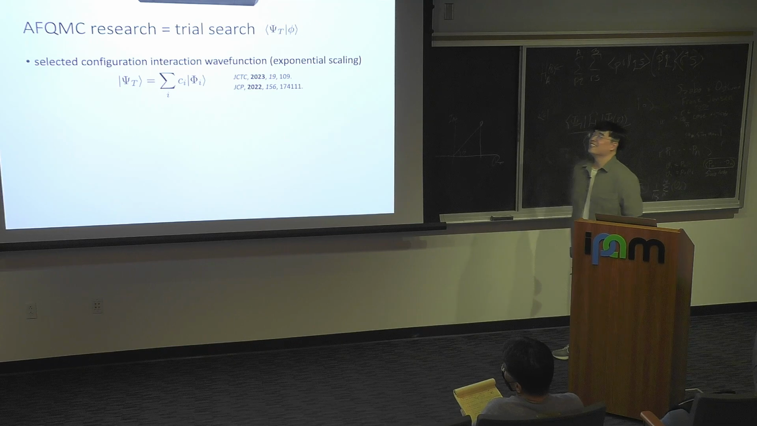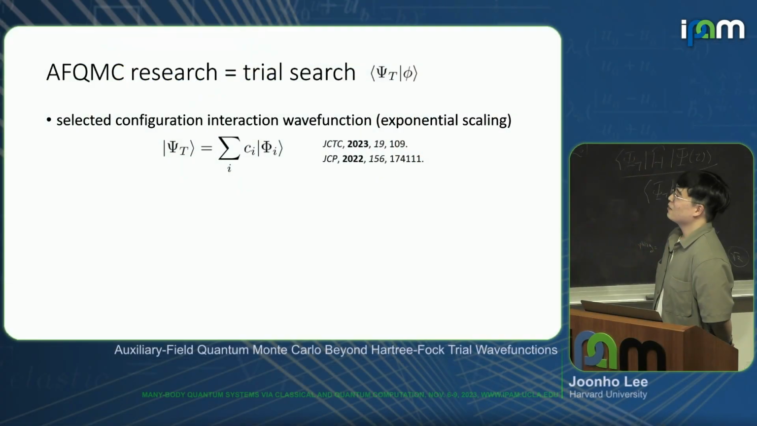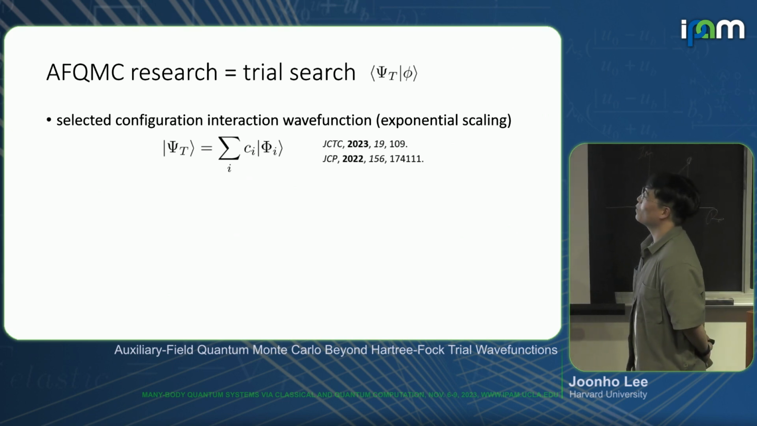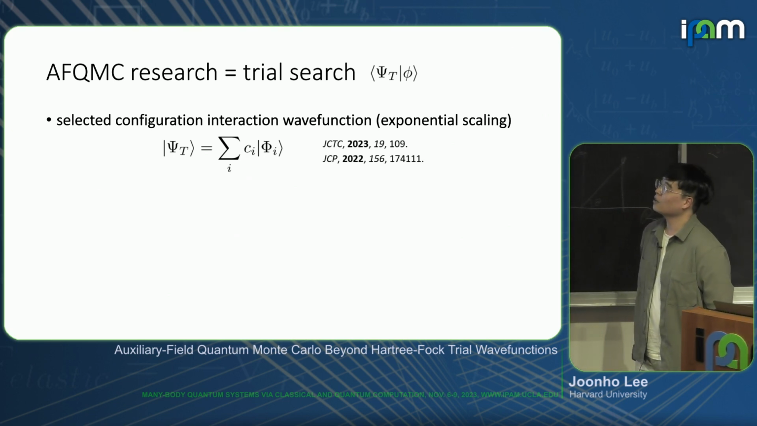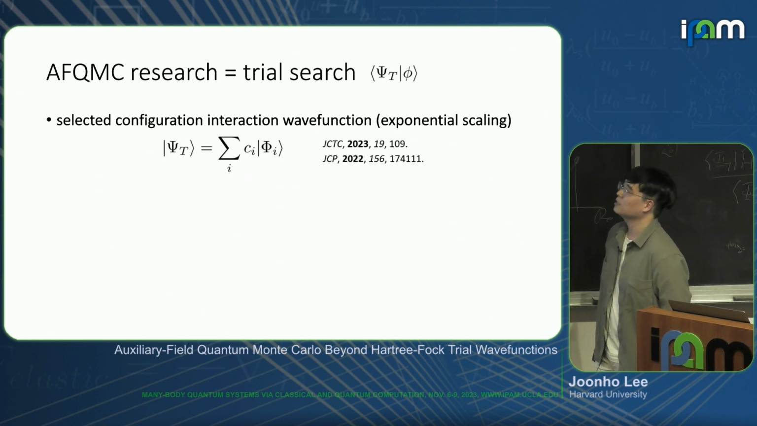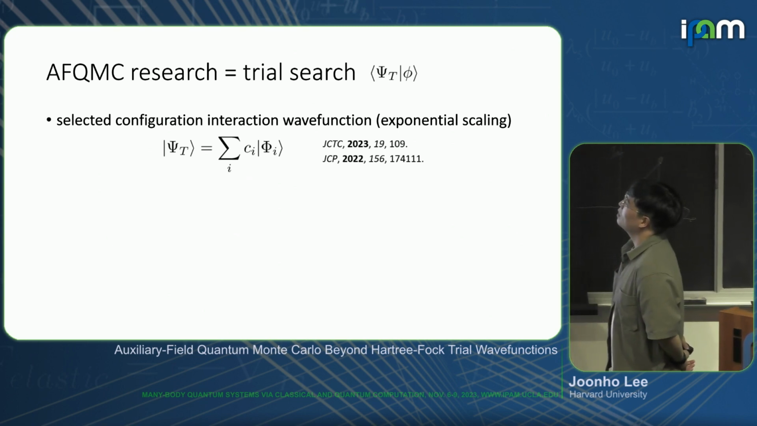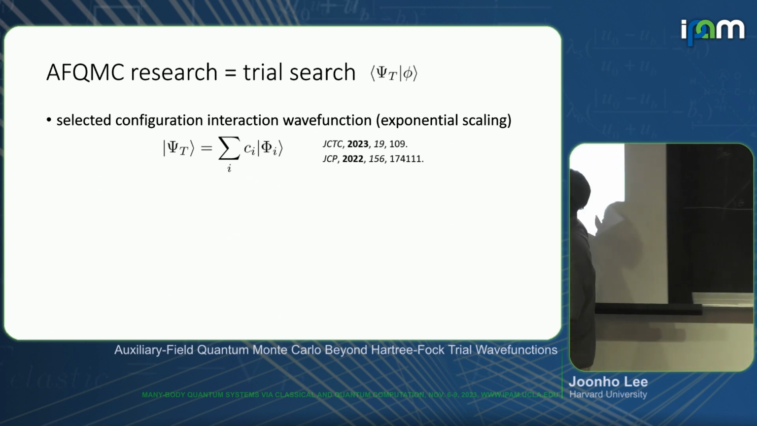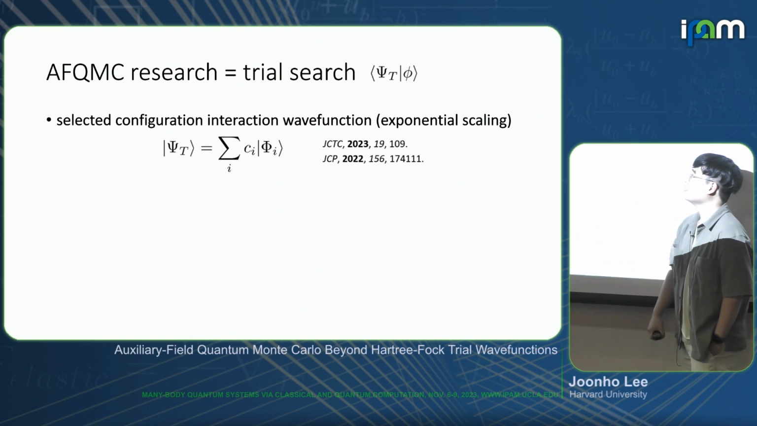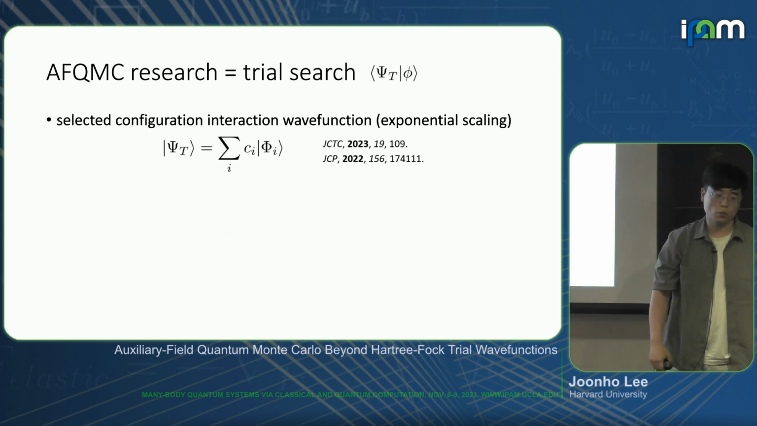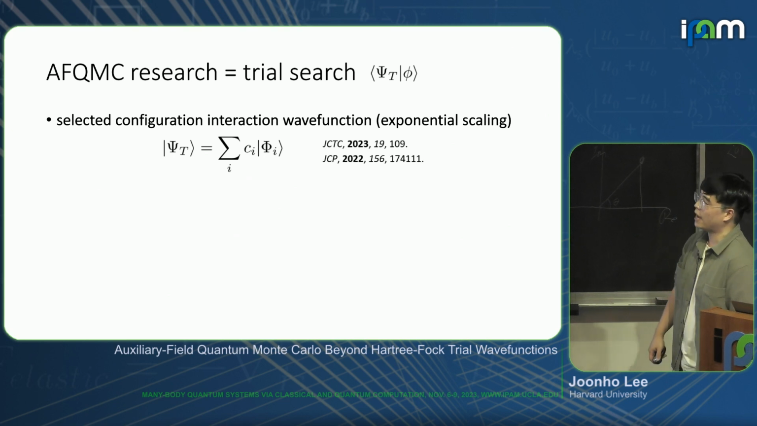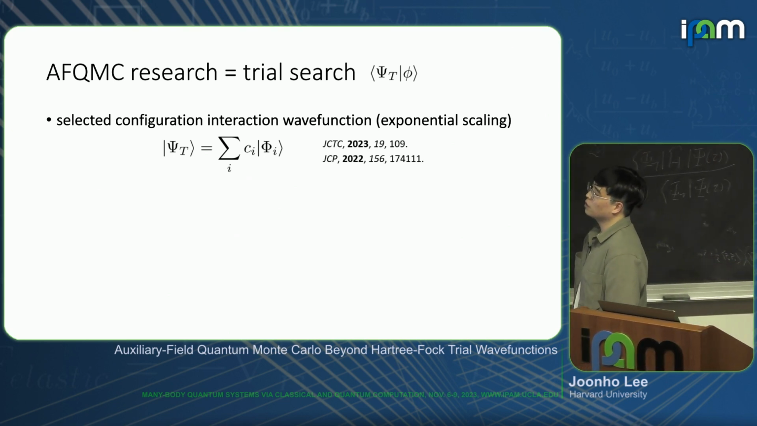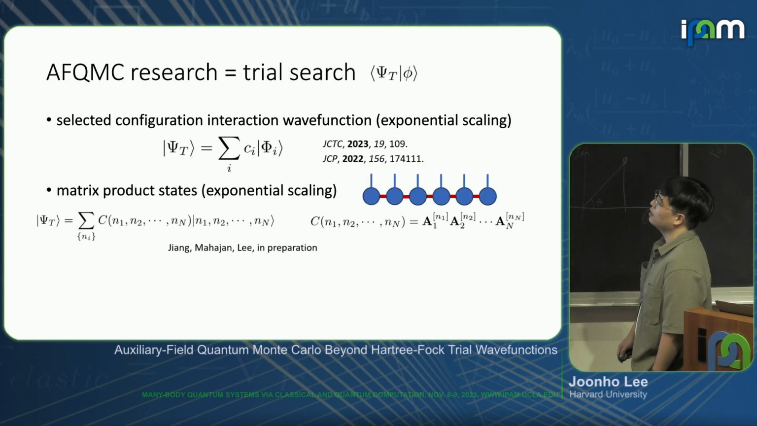Okay. This is the actual research part that I wanted to tell you today. The first is the selected CI wave function. We sort of heard about this from Nick's lecture before. This scales exponentially because these are linear combinations of different determinants. The number of determinants you need will scale exponentially with the size of the active space. So it is guaranteed to scale exponentially with the number of orbitals in your active space.